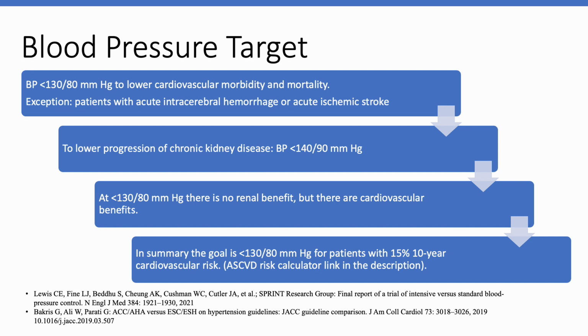What is a good blood pressure target or goal? Well, first we need to calculate cardiovascular risk. There are online calculators where you can do that easily. If the cardiovascular risk is 15% or more over a 10-year period, then the goal is below 130 over 80 millimeters of mercury. This applies to patients with other comorbidities, other diseases, or not. So if they have diabetes, if they have chronic kidney disease, if they have heart disease, the goal would still be below 130 over 80.